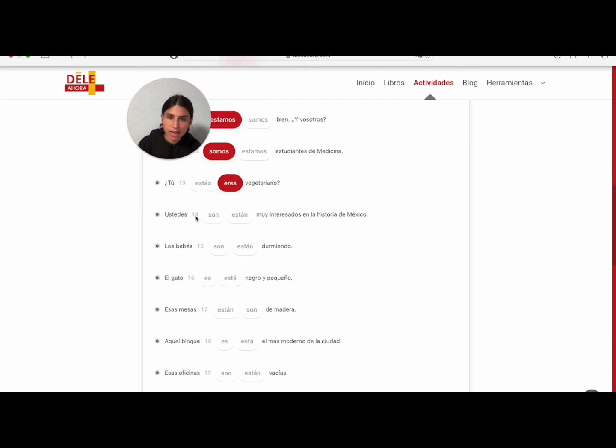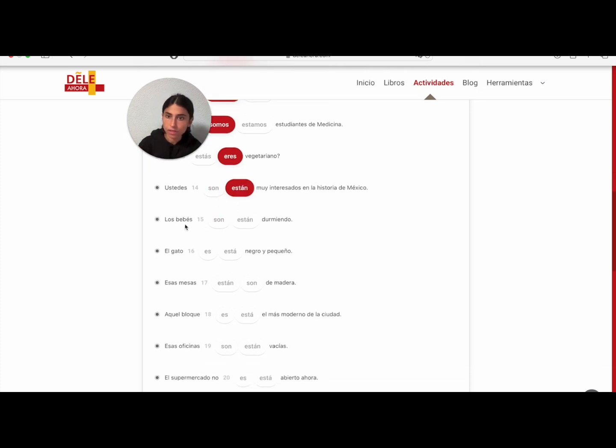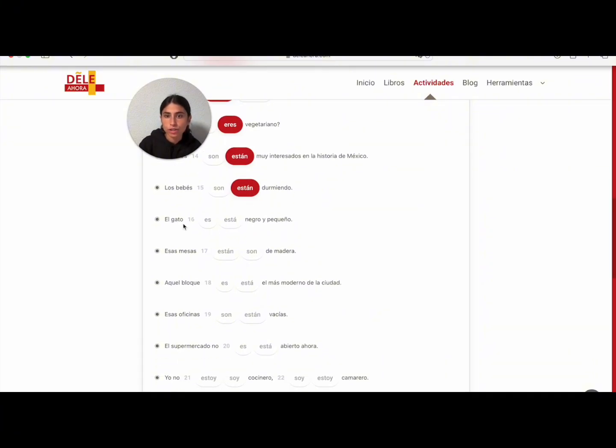Ustedes están muy interesados en la historia de México. You are very interested in the Mexican history. Being interested in something, it's a state. Están. Los bebés están durmiendo. Being sleeping, it's a state. Están. El gato es negro y pequeño. The cat is black and small. This is the essence of the cat, right?